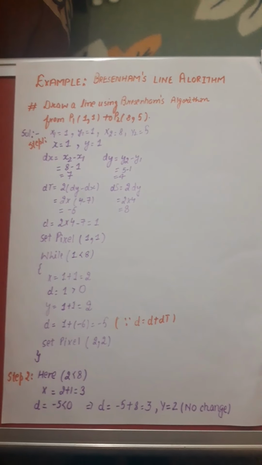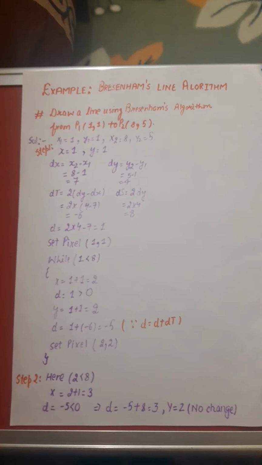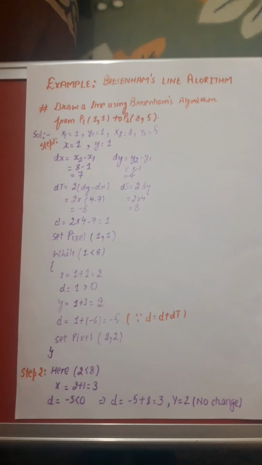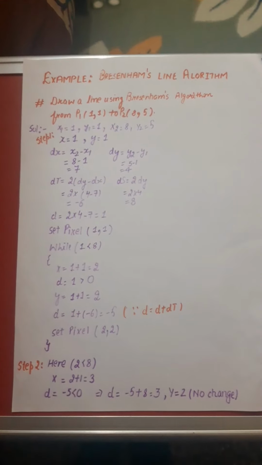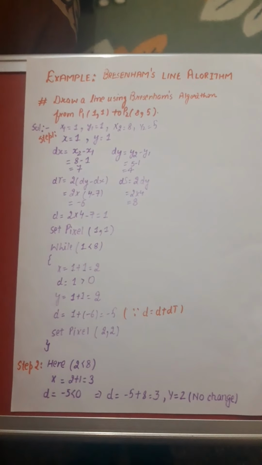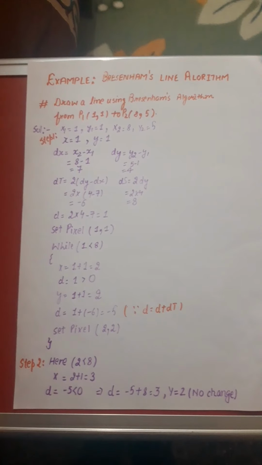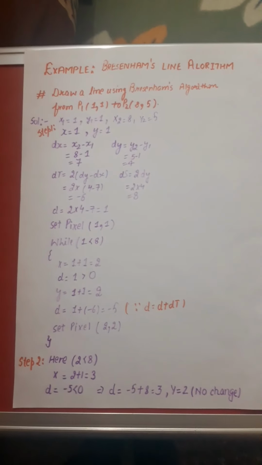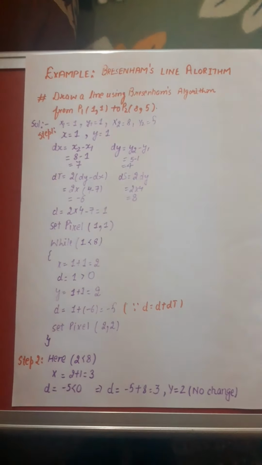Since it is 1, which is greater than 0, in that case we will also increment the value of y by 1, and we will calculate the new parameter of d as d equals d plus dt, and after that we will set the new pixel with the new values of x, y, right? In the second step, again we will check whether x is less than x2.